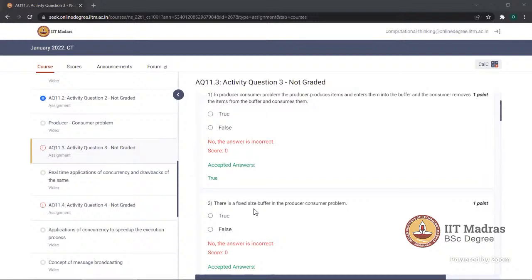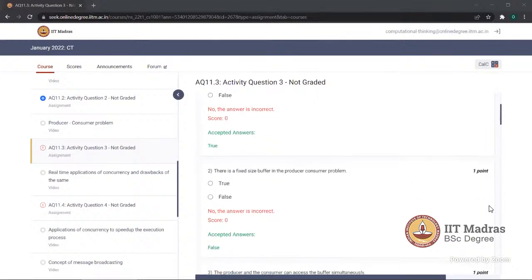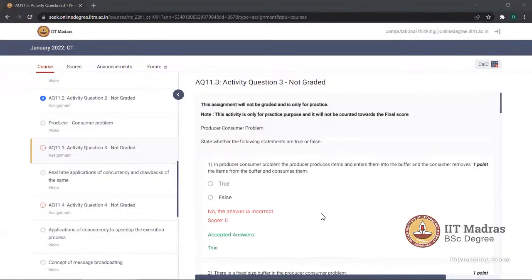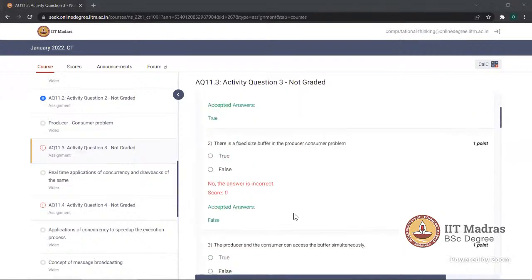So question number 2. There is a fixed size buffer in the producer consumer problem. And the answer is false. But what's the doubt in this? Sir, I marked the answer true, sir. Okay. Why? What was your rationale behind that? No, sir, nothing, sir. I just want to understand it more. I don't think it is dependent on the previous question. It's more like a general question, right?